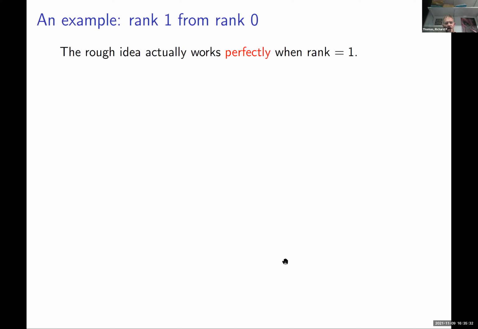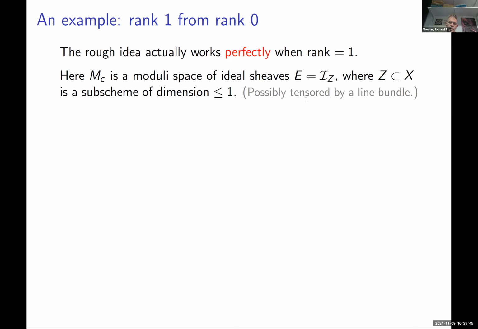Okay, so the first example is passing from rank 1 to rank 0. And here everything works perfectly, which was a big surprise to us, I must say. This isn't obvious at all, but let me just state it. So first we start in rank 1. We take this moduli space of sheaves with Chern character C, where C is rank 1. This is a moduli space of ideal sheaves. After tensoring by a line bundle, firstly, all the semistable sheaves are strictly stable, so everything's good. And secondly, all the sheaves are just ideal sheaves of subschemes of X, and they're curves and points in X.